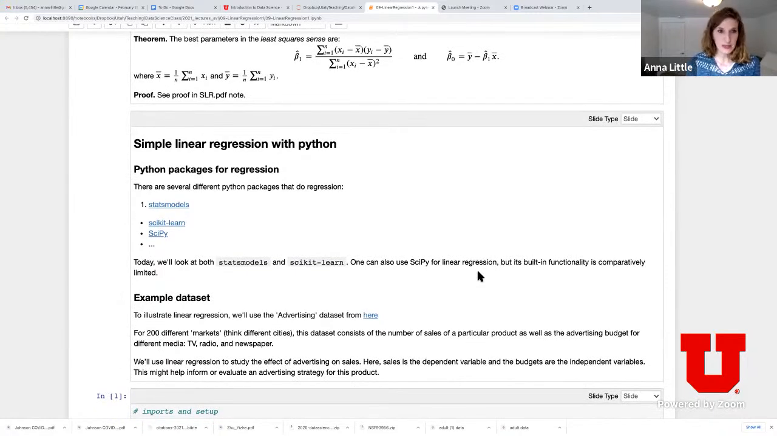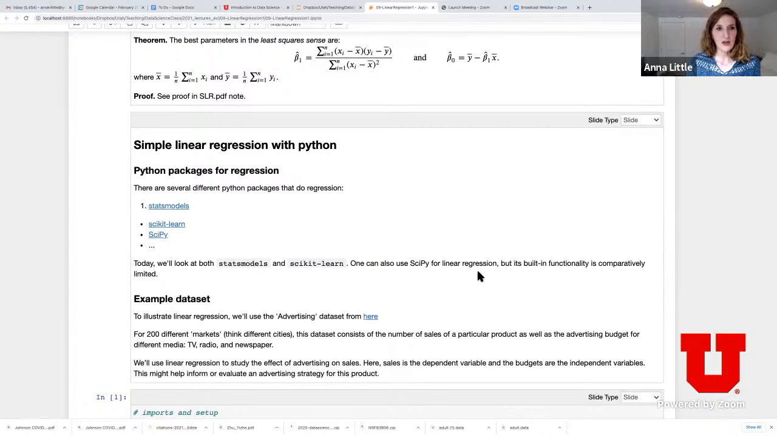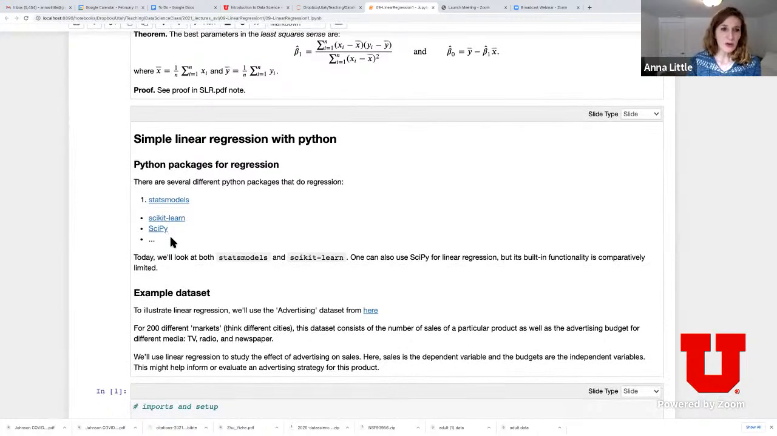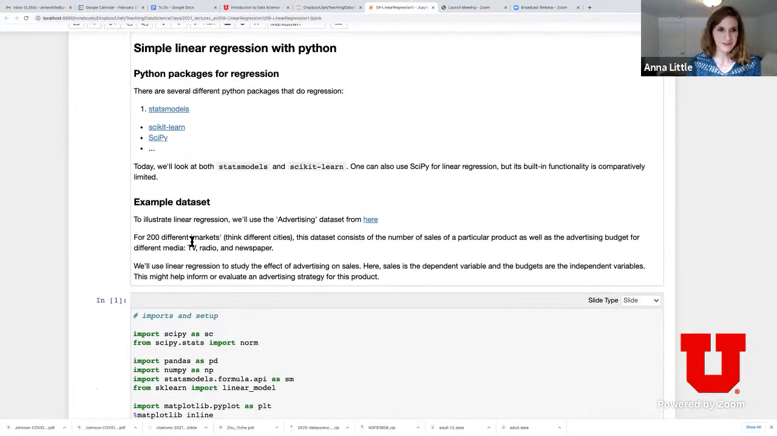We will, of course, be implementing this in Python. Some Python packages for regression are statsmodels, scikit-learn, and scipy. We'll look at both the statsmodels and the scikit-learn packages. Statsmodels is really good for doing statistical inference associated with linear regression, and scikit-learn is really good for doing cross-validation, which we'll discuss a little in the next lecture. Scipy is probably not the best option for linear regression, but it has some basic functionality built in.